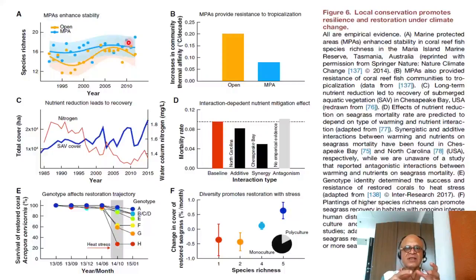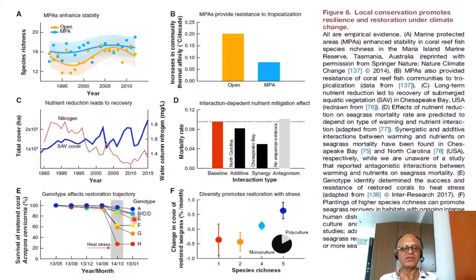So if you protect this area, the impact of protecting species here begins to impact positively the areas outside the MPA as well, and that's kind of what is implied here in terms of open ocean protected areas, where protection over time can build species richness, and then other factors like continued warming or acidification can have some effects as well. Similarly, nutrient reduction leads to recovery. So nitrogen and submerged aquatic vegetation cover here. This is survival of restored coral of a particular type. So genotype affects restoration trajectory. Some are able to handle heat stress better. So survival of restored coral can depend on the genotype, which particular coral it is.